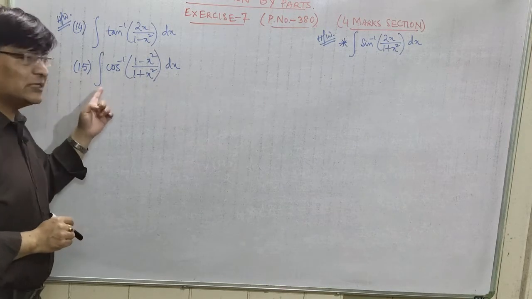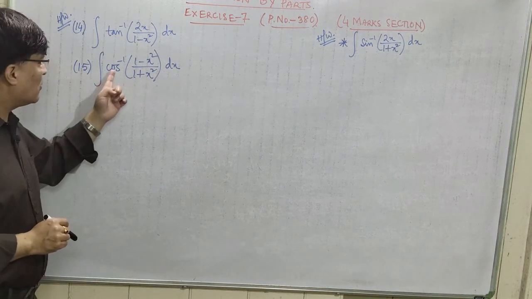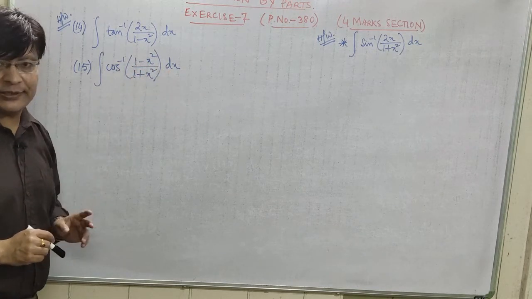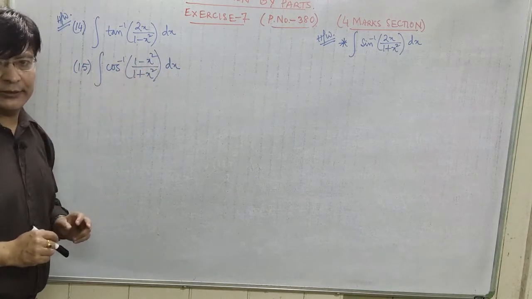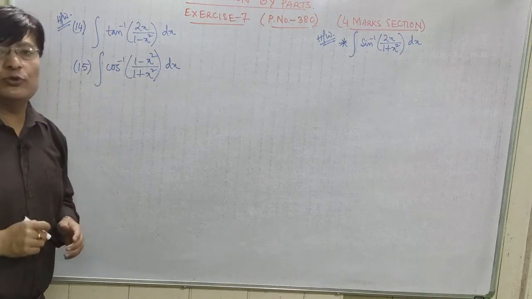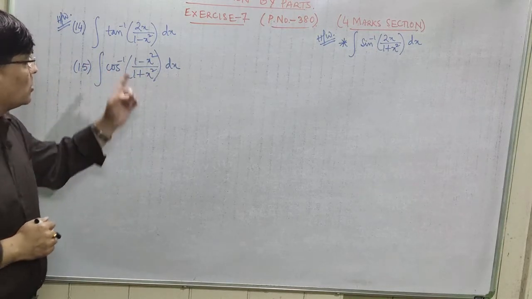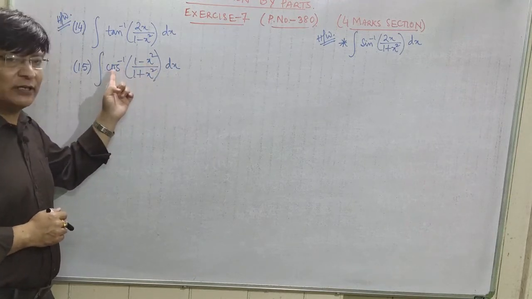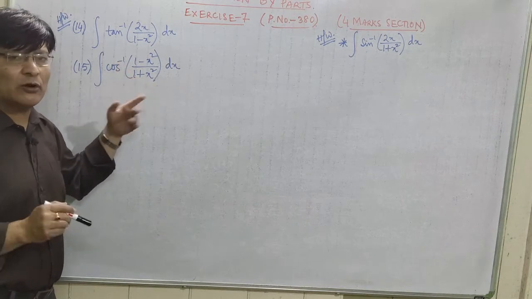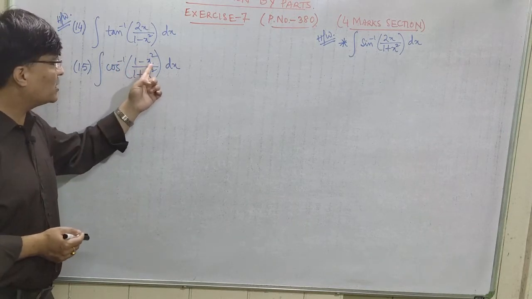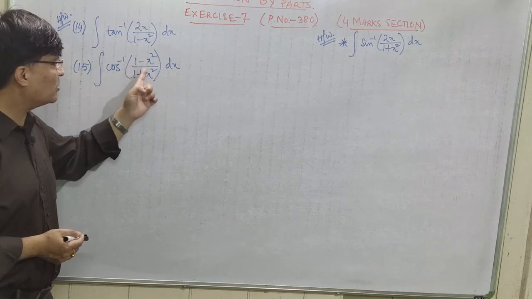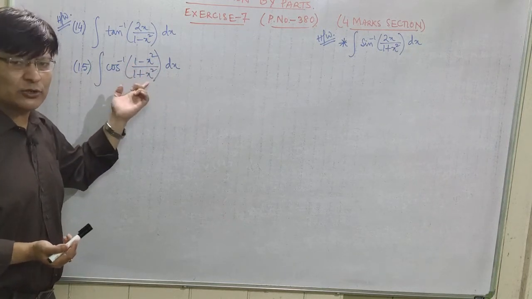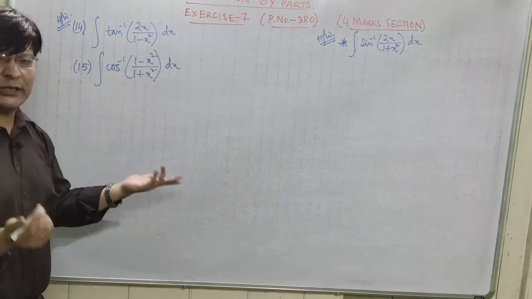You have to evaluate this integration, that is integral of cos inverse within bracket (1 minus x square) upon (1 plus x square) dx. So how can you evaluate this integration? In this case also you have to do the trigonometric substitution. What should be the trigonometric substitution for x so that we can have here cos inverse cos theta or cos 2 theta? We can put x is equal to tan theta here. If we put x is equal to tan theta, it will be (1 minus tan square theta) divided by (1 plus tan square theta). That is your cos 2 theta. And cos inverse cos 2 theta is 2 theta.